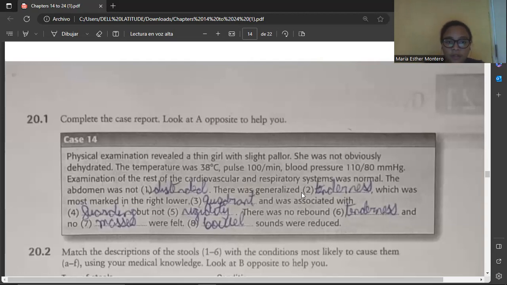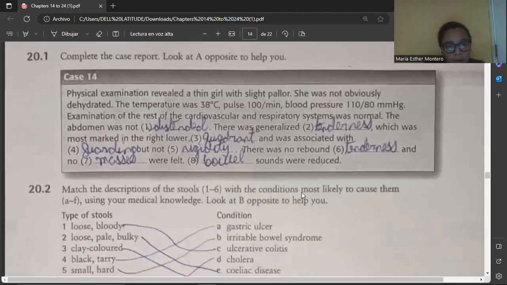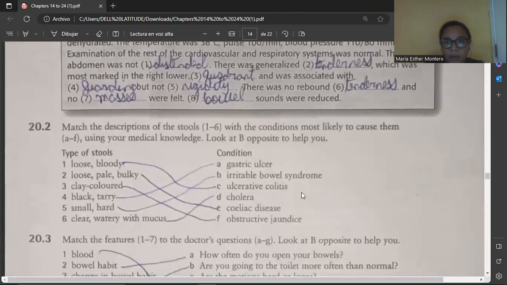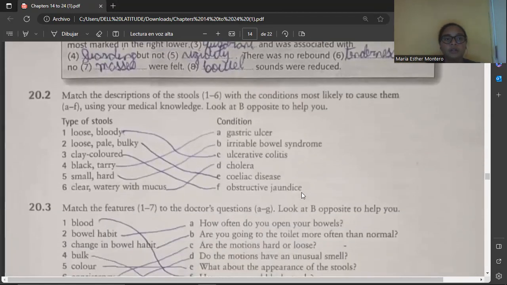The abdomen was not distended. There was generalized tenderness, which was most marked in the right lower quadrant and was associated with guarding and rigidity. There was no rebound tenderness and no masses were felt. Bowel sounds were reduced.